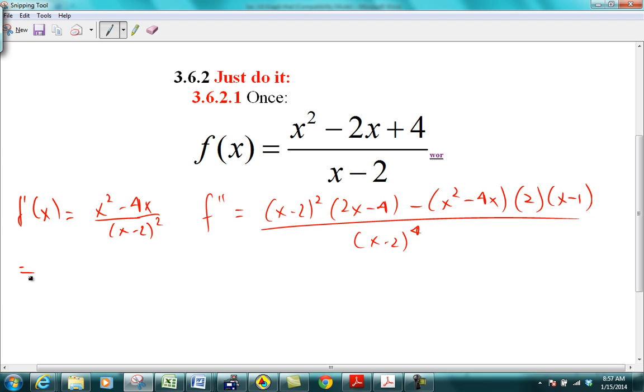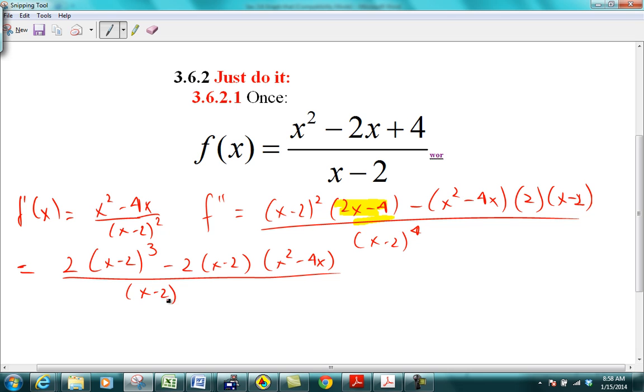So I can simplify this by noticing that this has got a 2 in it, and if I take the 2 out, it looks like x minus 2. So that's why I'm going to go for that. So it's got to be 2 times x minus 2 cubed, minus 2 into x squared minus 4x. There should have been a 2 here. So minus 2 times x minus 2 into x squared minus 4x all over x minus 2 to the 4.